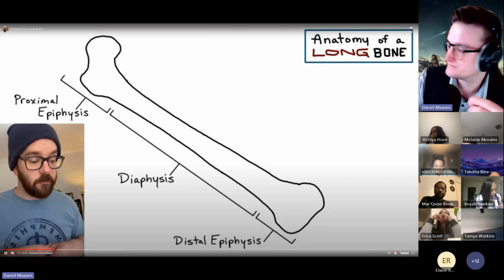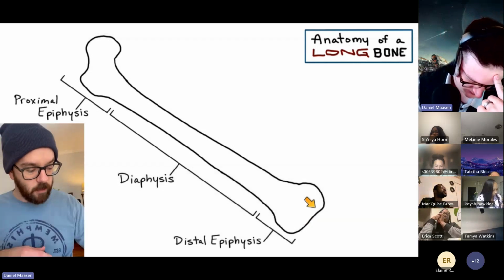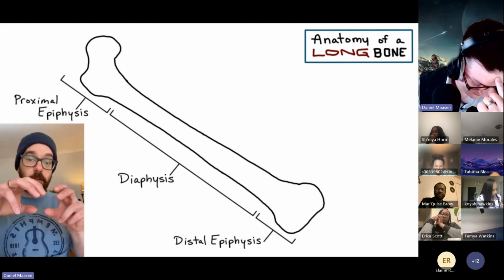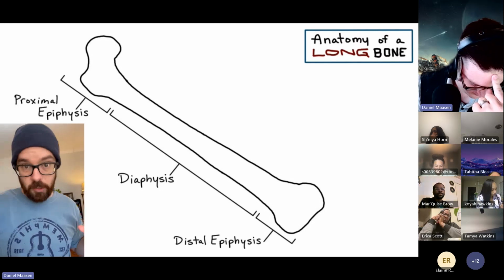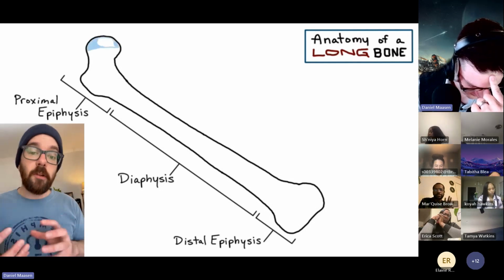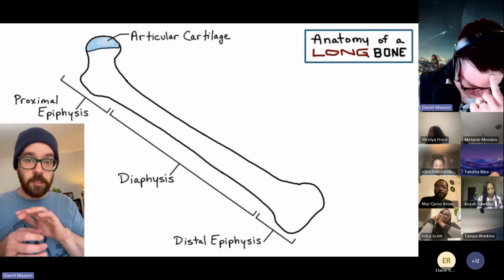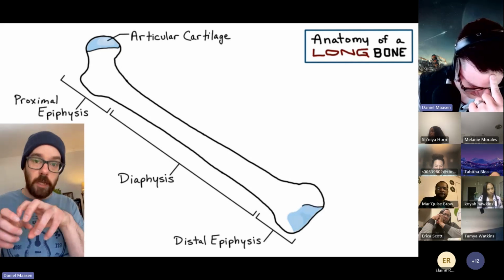So in the case of the femur here, this would be connecting with your knee. Your kneecap or patella bone would be right in there, and then your tibia and fibula would be distal to that. So we have the diaphysis, which is the long shaft of the bone, and then we have the two ends, which are the proximal epiphysis, closest to the point of attachment, and the distal epiphysis, farthest from the point of attachment. Now on either end of the bone, we have something called the articular cartilage. The articular cartilage is a layer of cartilage that covers the end of the bone where it forms a joint with another bone.